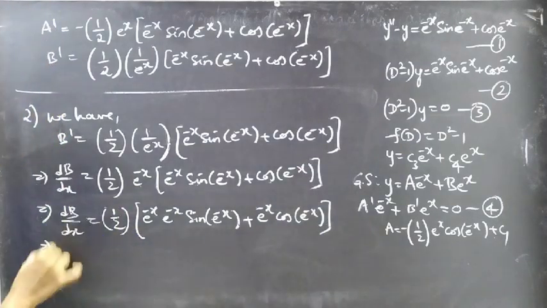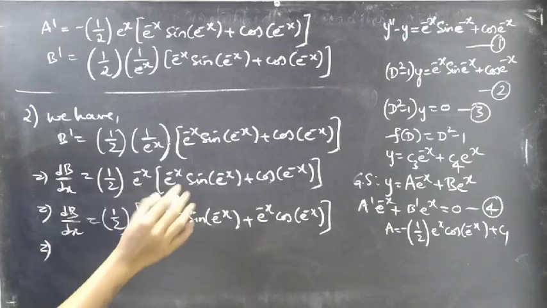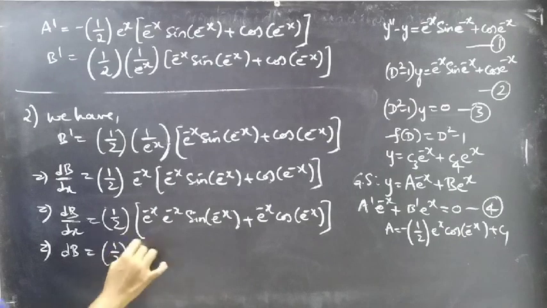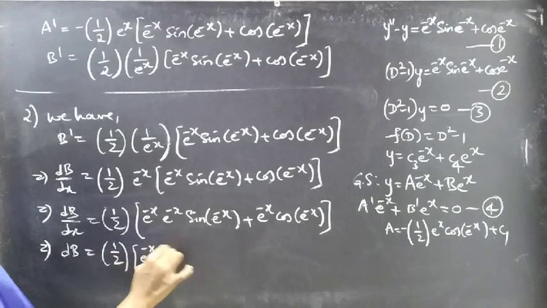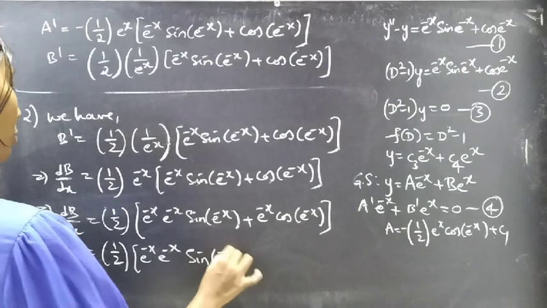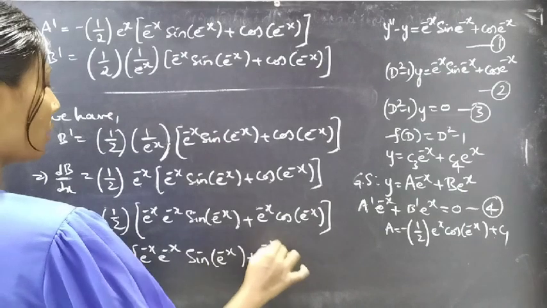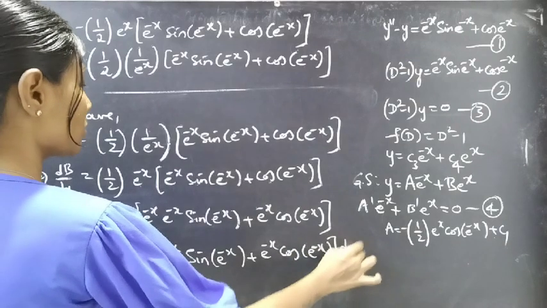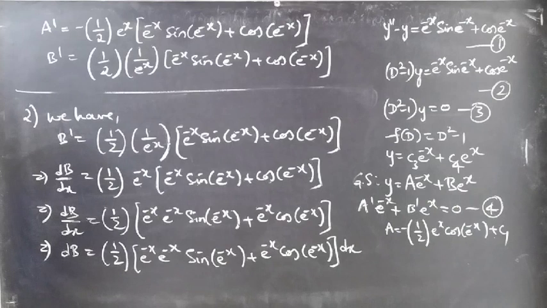Now we can separate the variables by taking the differential dx to the RHS. Then we'll get dB equal to 1/2 into (e^(-x) sin(e^(-x)) + e^(-x) cos(e^(-x))) dx. So here the variables are separable, so we can perform integration.